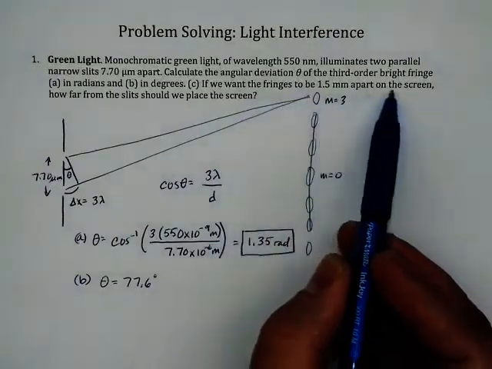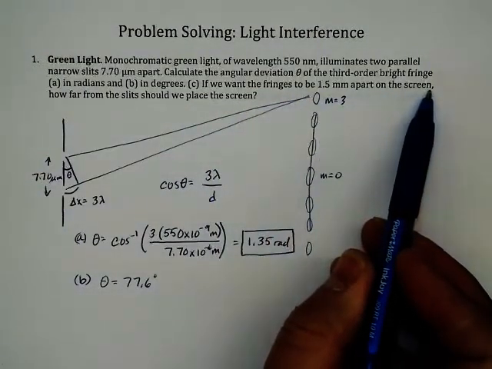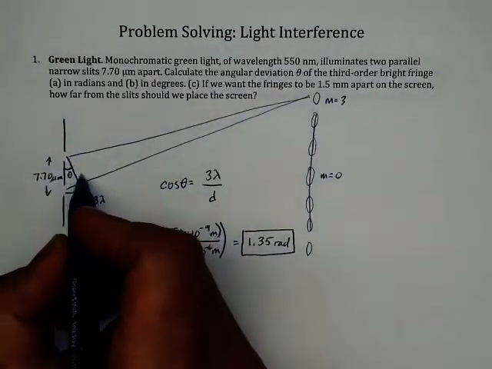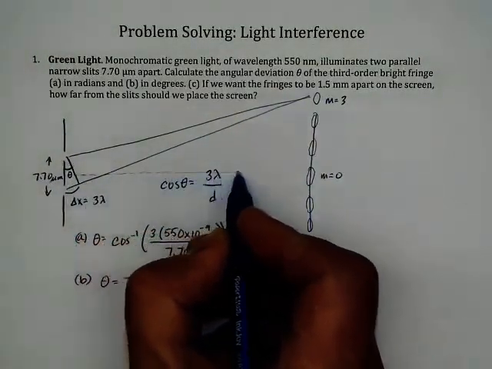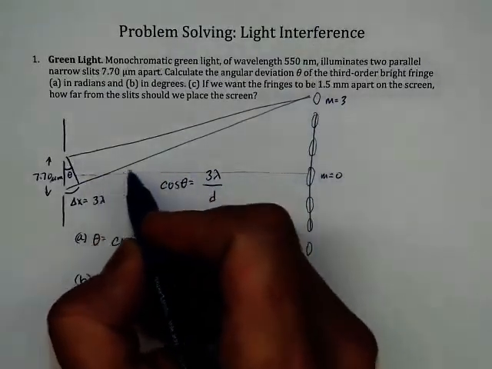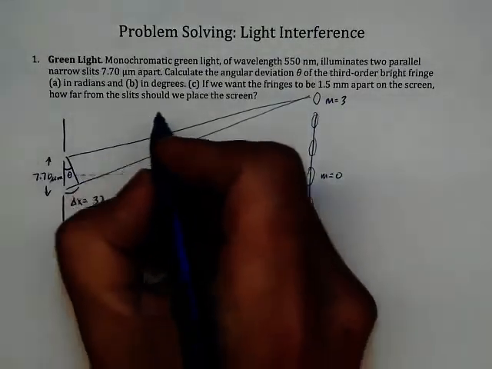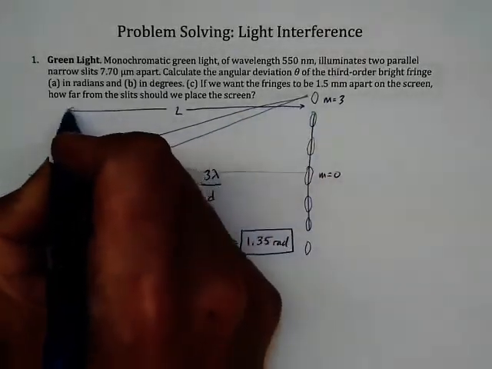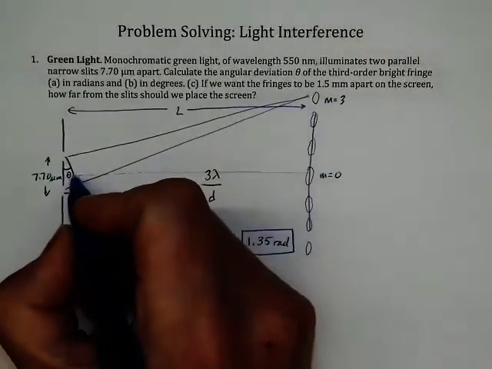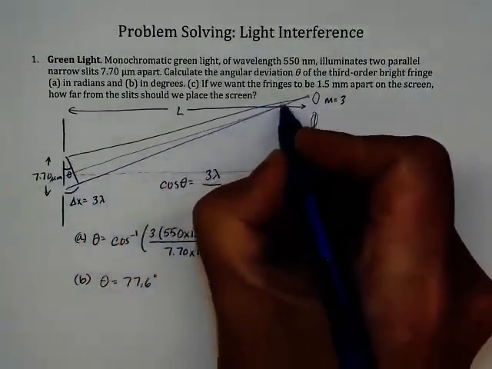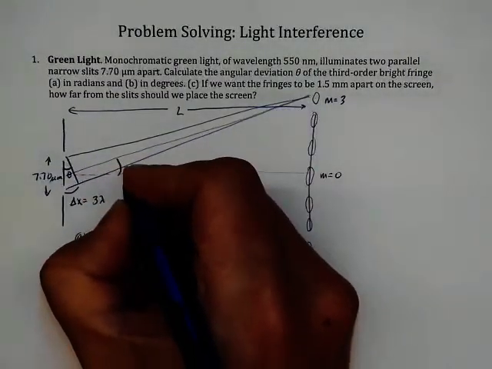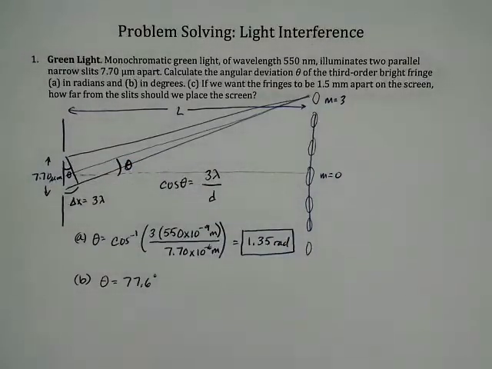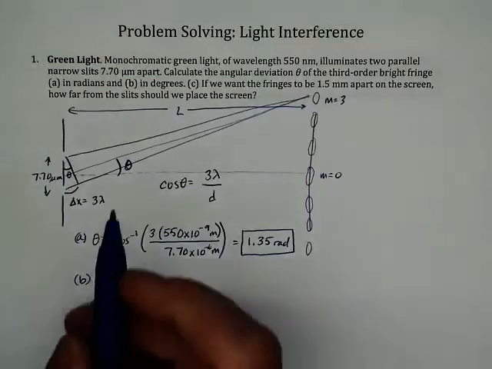Question C, if we want the fringes to be 1.5 millimeters apart on the screen, how far from the slits should we place the screen? Well, geometry-wise, if we trace the distance from the slits over to the screen, that's very often called the separation, L. And then if we trace up to this point, this angle is approximately the same as the other angle, very close given the geometry and the relative distances in this setup.